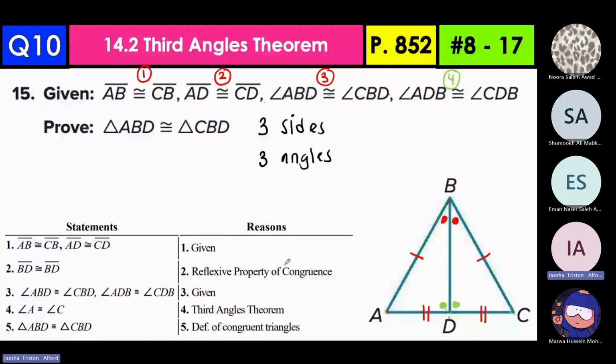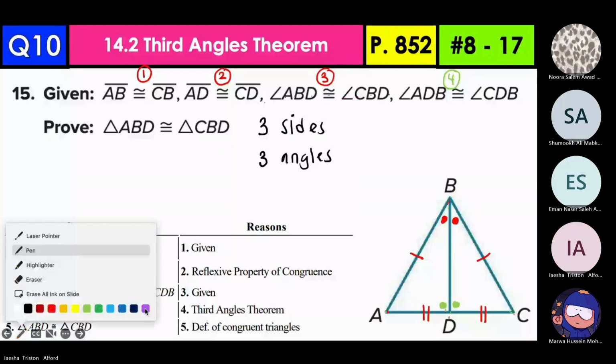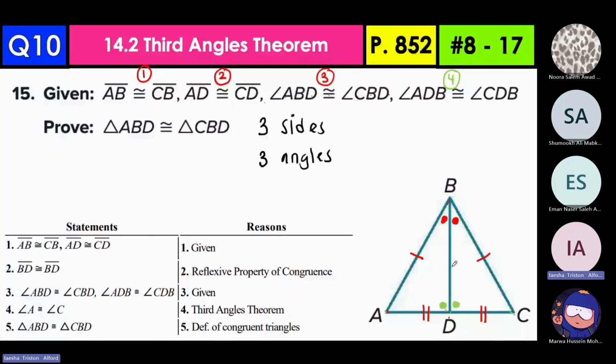Right now, we have 2 sides. Where is the third side? Reflexive. So this side, the purple one, is reflexive. That is line number 2. We need another angle.